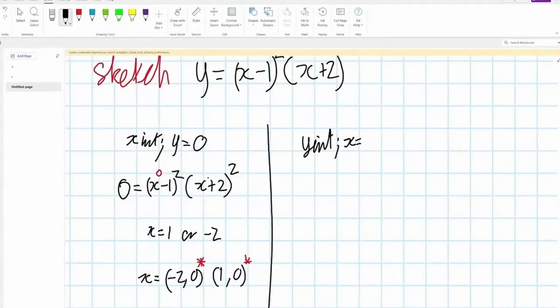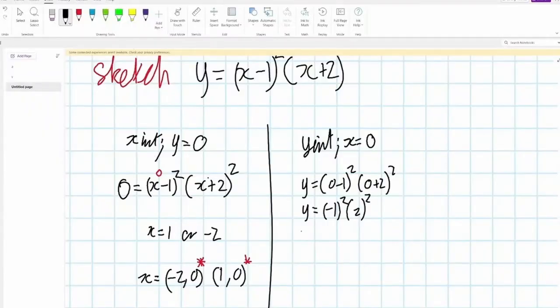Then moving on to the y-intercept, what does x equal at the y-intercept? Everybody say it with me, it's 0. And so y is going to be equal to 0 minus 1 squared, and then we've also got 0 plus 2 squared. Now, y is therefore going to be equal to negative 1 squared times 2 squared. Negative 1 squared is going to be equal to 1, times 2 squared, which is 4. That's a pretty hard question, 1 times 4. I think that might be 4, or in coordinate form, that would be 0, 4.